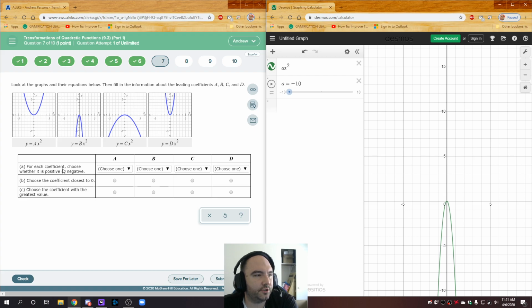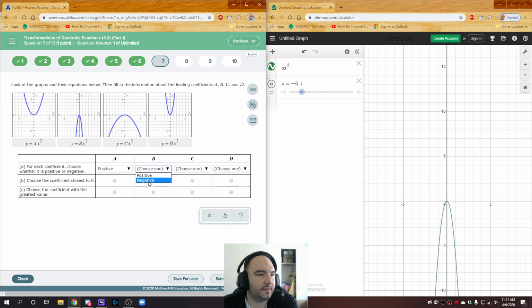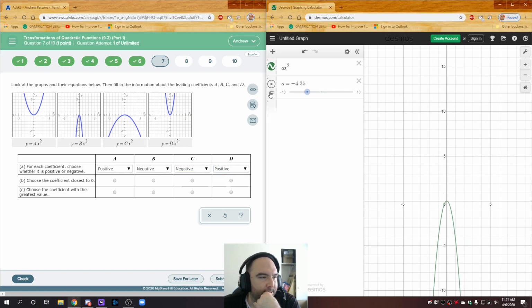All right, we're going to keep that in mind as we look at this next set of problems. For each coefficient, choose whether it's positive or negative. Okay, easy enough. If it's going up, it's positive. As you could tell from my graphs we just did, negatives go upside down, and positives go right side up. You can watch that while we're doing it. Okay, bx squared, that's upside down, so that definitely is a negative. Cx squared, that's upside down, so that's a negative. Dx squared, that's positive.